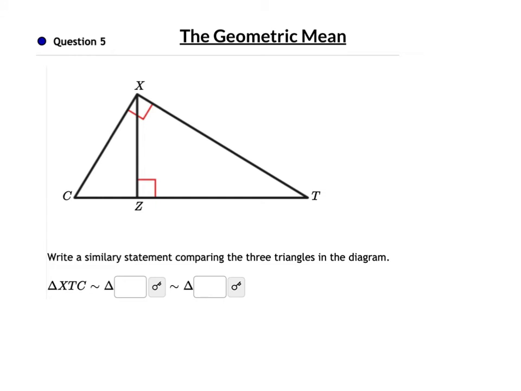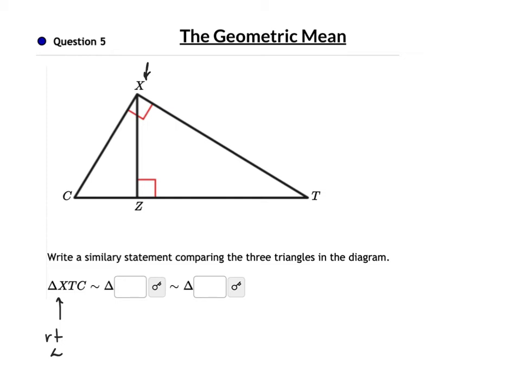Question 5. Write a similarity statement comparing the three triangles in the diagram. Triangle XTC. X is where the right angle is in the big triangle. So this is the right angle, that's X. And that will help us figure out in the other triangles where things go.